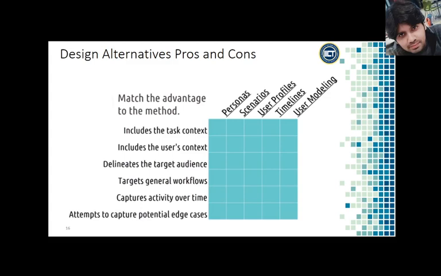So let's start to wrap up the lesson by exploring this with an exercise. Here are the methods that we have covered, and here are some other potential advantages. For each row, mark which of the different methods possesses that advantage. Note that these might be somewhat relative, so your answer might differ from mine, and that's perfectly fine.